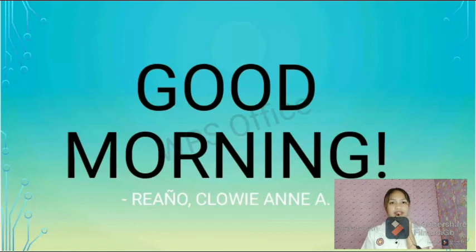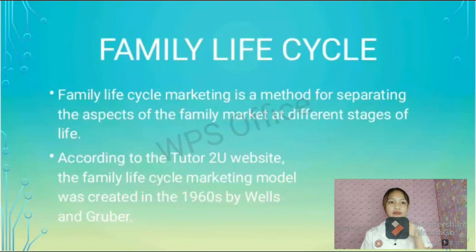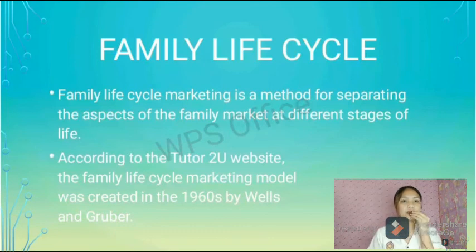I am going to discuss the family life cycle. Family life cycle is a method for separating the aspects of the family market at different stages of life. According to the Tutor2U website, the family life cycle marketing model was created in the 1960s by Wells and Gruber. The marketing technique takes the size of a person's family into consideration, along with the potential customer's age and professional status.